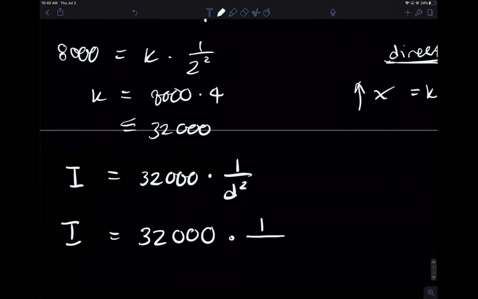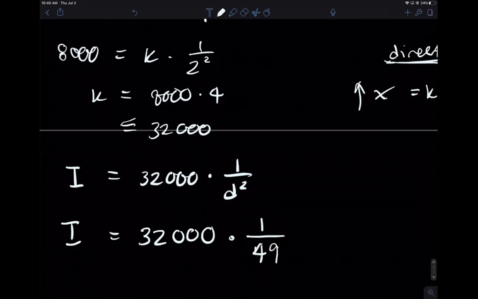Oh, I thought it was 2. Okay, but that was when the intensity was 8,000 units. It's asking us to find the new intensity when the distance is 7. We already found the intensity when the distance was 2, but now we have to find the intensity when the distance is 7. So it's 7 squared, so do we change it into 49? Right.